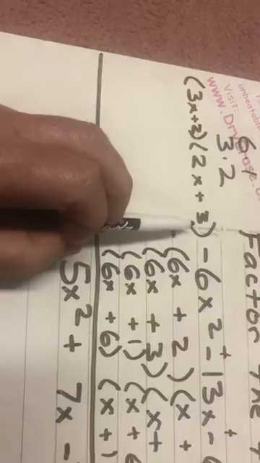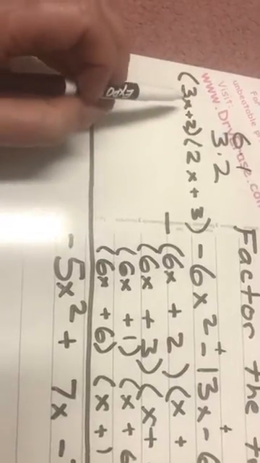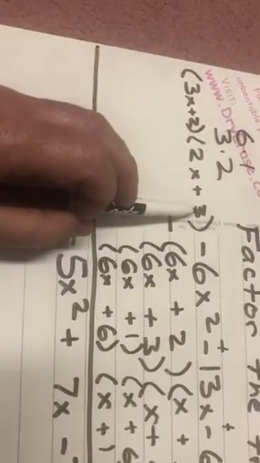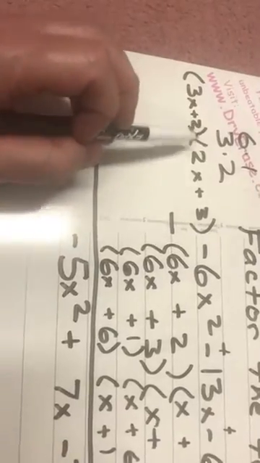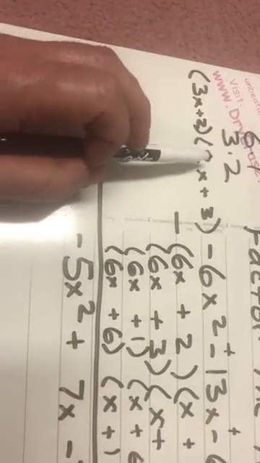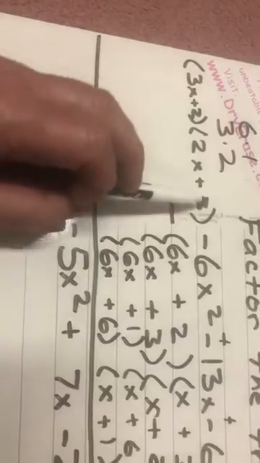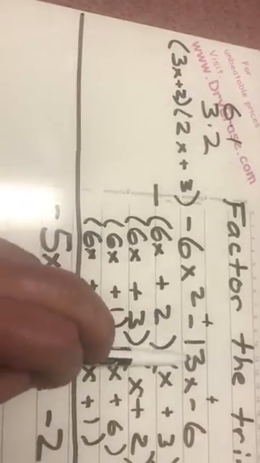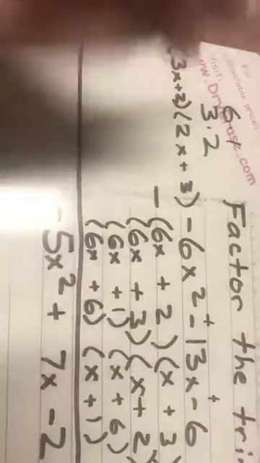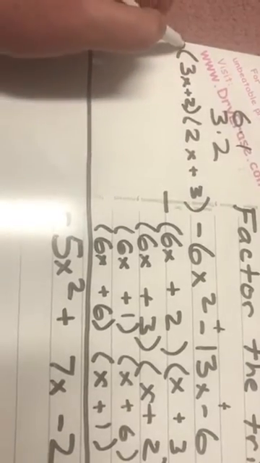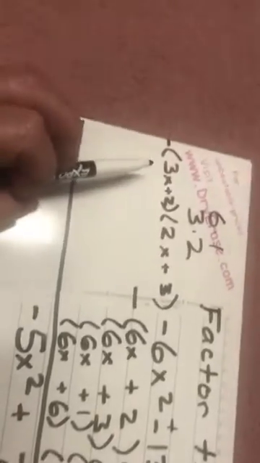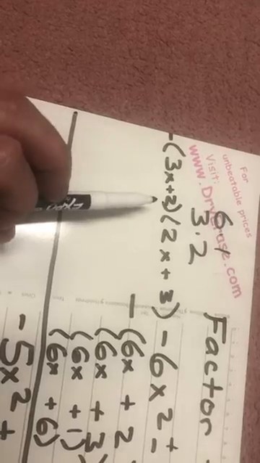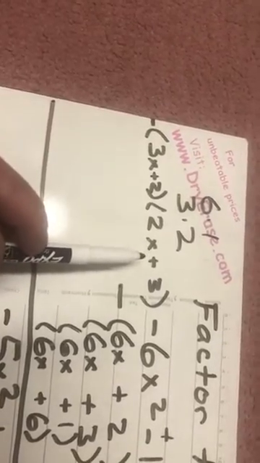So I know that my 2 and my 3 give me 6, so let's do the outer, which is 3x times 3. Well, that's 9x. 2 times 2x, that's 4x. 9x plus 4x gives me a plus 13x. So my final answer, and I need to remember to put a negative sign there, is negative (3x plus 2)(2x plus 3). There we go.